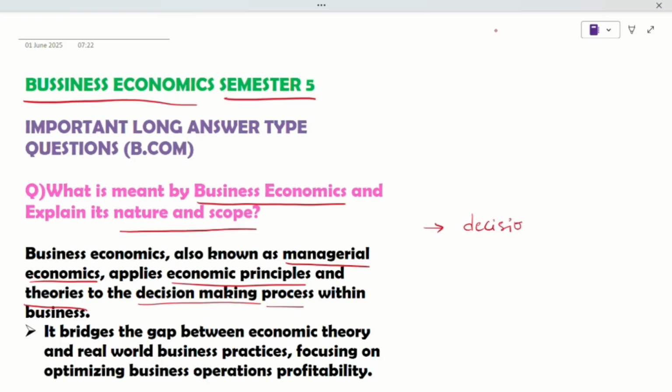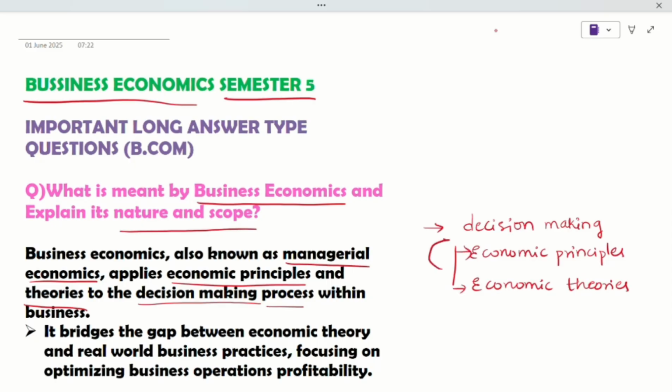This managerial economics or business economics applies economic principles and theories to the decision making process. You implement the decision making process with these economic principles and theories only. Here, it bridges the gap between economic theory and real world business practices.